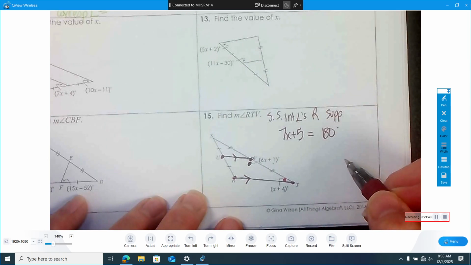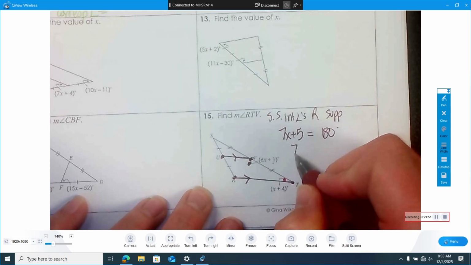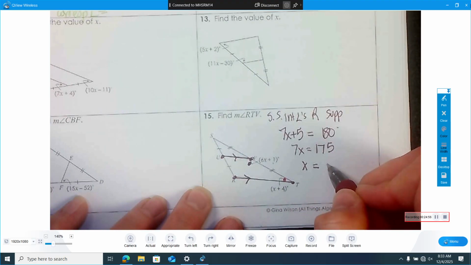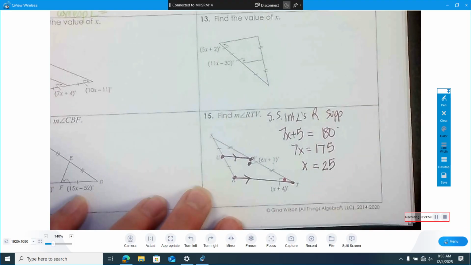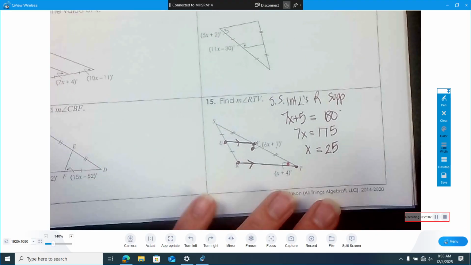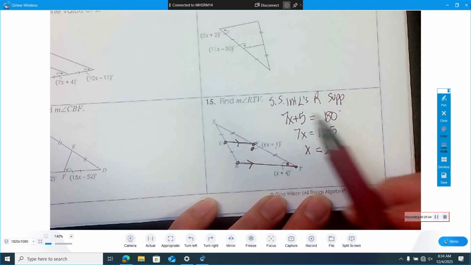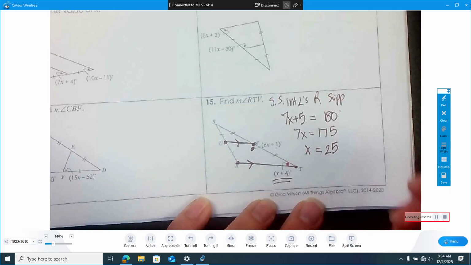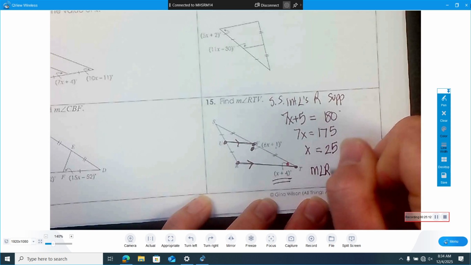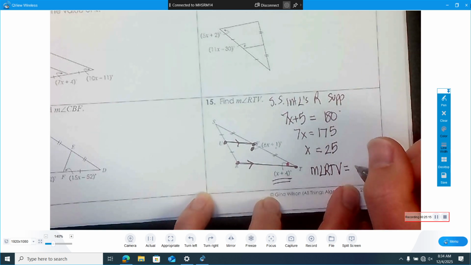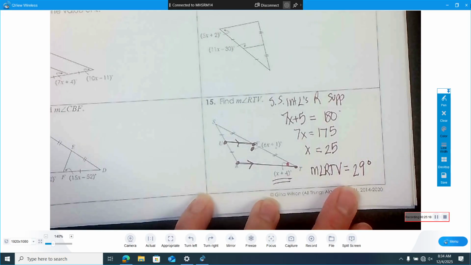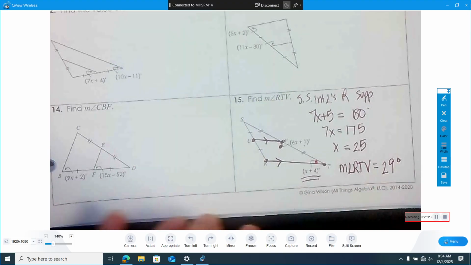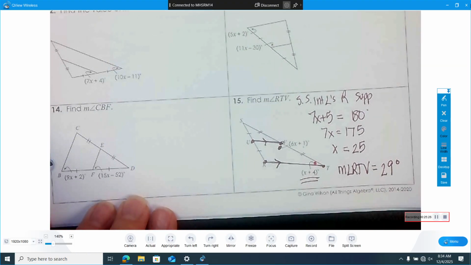We can go ahead and solve then. 7x equals 175. And x equals 25, good. Am I done? No, you have to plug it back in. Okay, so RTV is right here. So the measure of angle RTV would be 29 degrees. 25 plus 4. Tell me about angles on number 14.